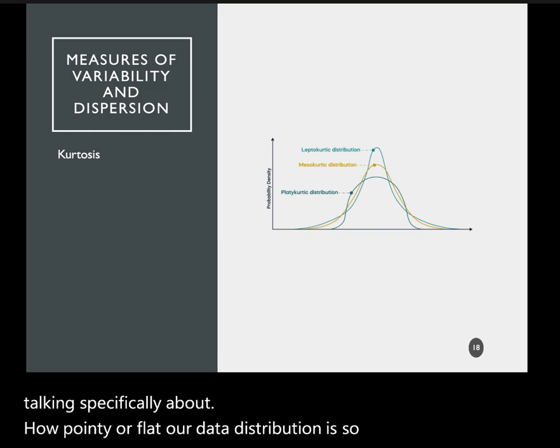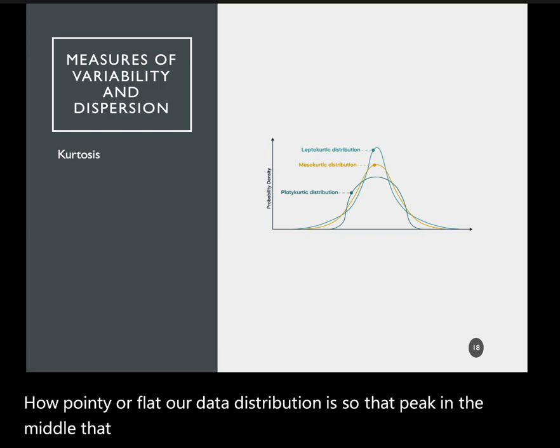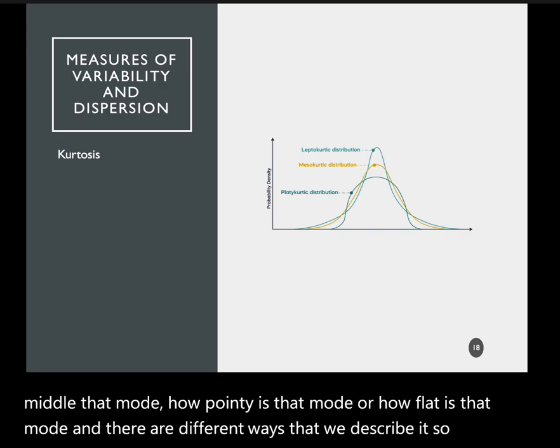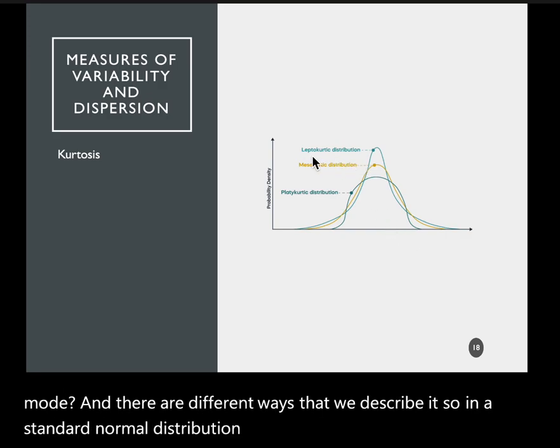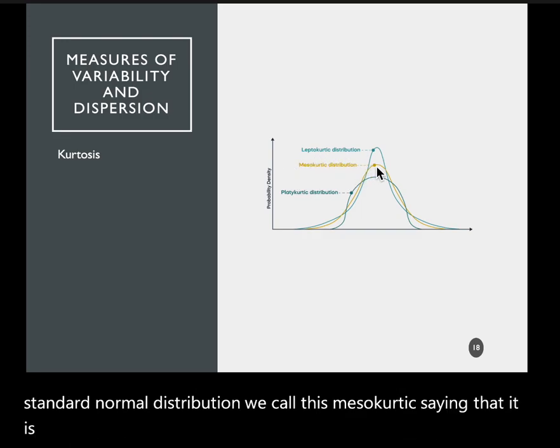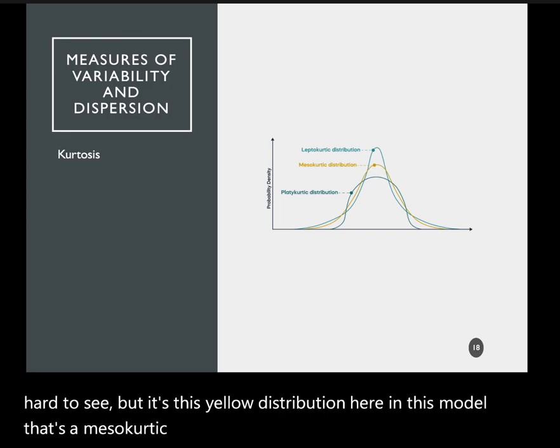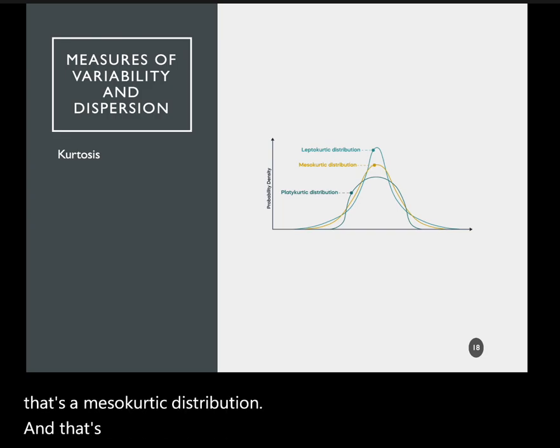So, that peak in the middle, that mode, how pointy is that mode or how flat is that mode? And there are different ways that we describe it. In a standard normal distribution, we call this mesokurtic, saying that it is standard and normally distributed, which I know is a little bit hard to see, but it's this yellow distribution here in this model. That's a mesokurtic distribution, and that's what we are looking for.